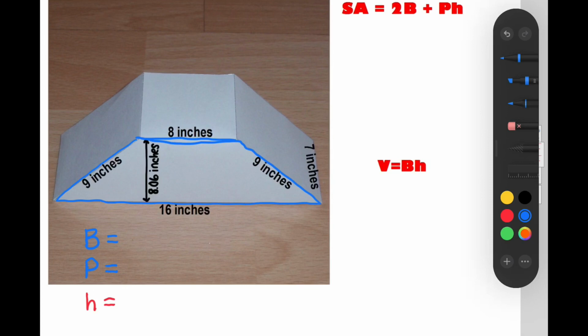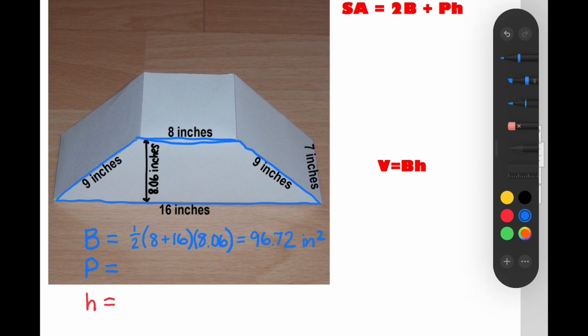Let's do capital B first. What does it stand for? The area of the base shape. In this case, the base shape is a trapezoid, so I'm going to take 1/2 times base 1 plus base 2 times height. And the height is from base to base, which is 8.06. The area formulas are on the back of your packet if you need to look at those. And I get 96.72, and that's an area, so that's in square inches.